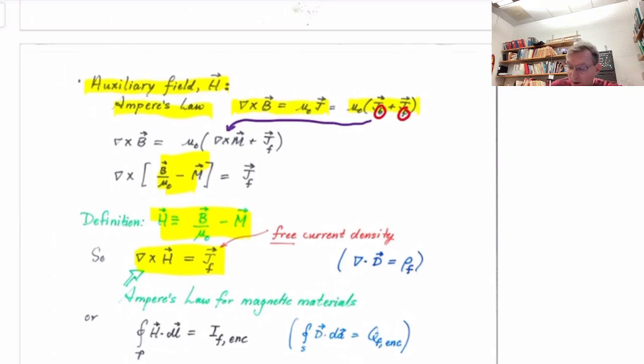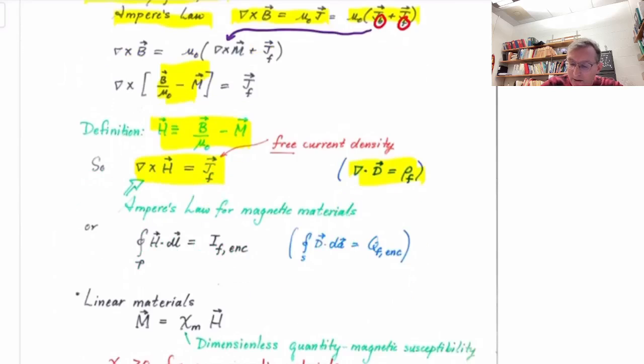In chapter 4, we introduced a new field called D, called the electric displacement, and the divergence of D was determined by free charge. This is the magnetic version of that with the new vector field called H. You can think of that as Ampere's law for magnetic materials, differential form. If you integrate both sides of that over a surface bounded by a closed loop and apply Stokes' theorem, you can get the integral version of Ampere's law for magnetic materials.